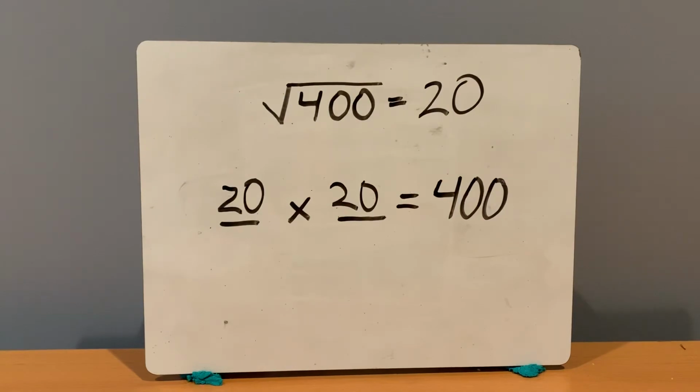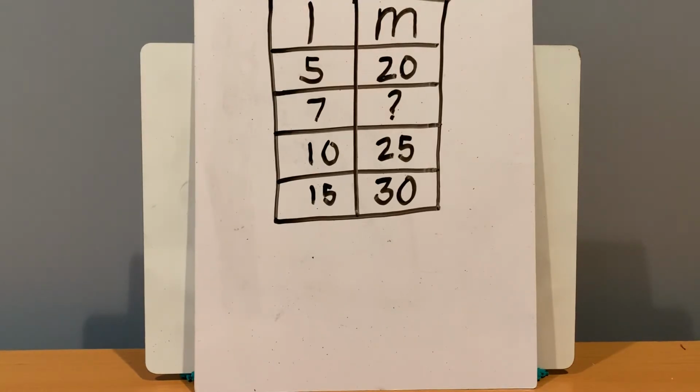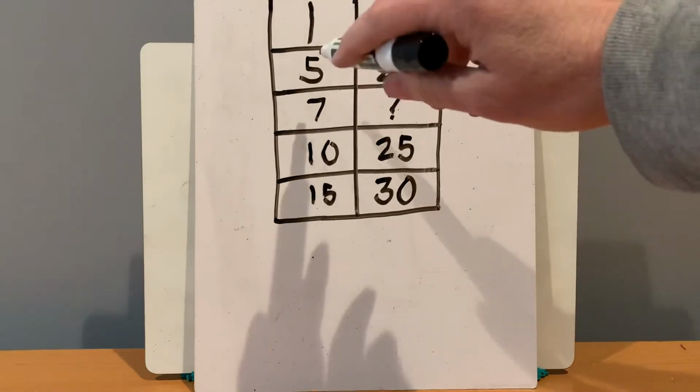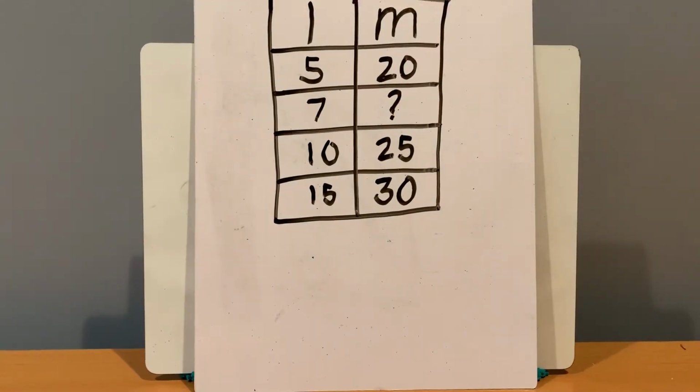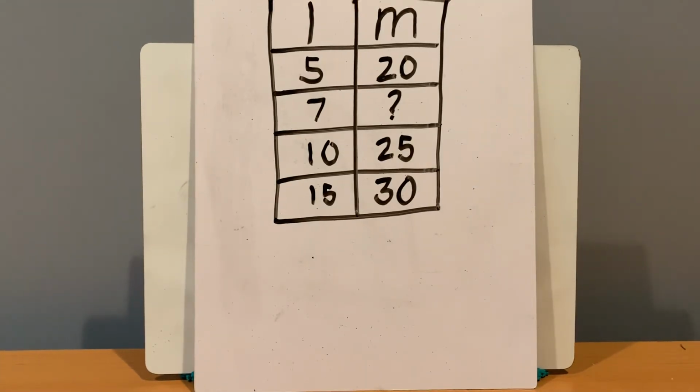Let's try another one. Looking at this function, find the rule for this function, then use the rule to find the number for M when L is 7. So we study the table and we discover the rule of the function. We see that when L is 5, M is 20. Now we might want to guess that the rule is to multiply L by 4. However, when L is 10, M is 25. Since 10 times 4 is not 25, we know that that guess is incorrect.